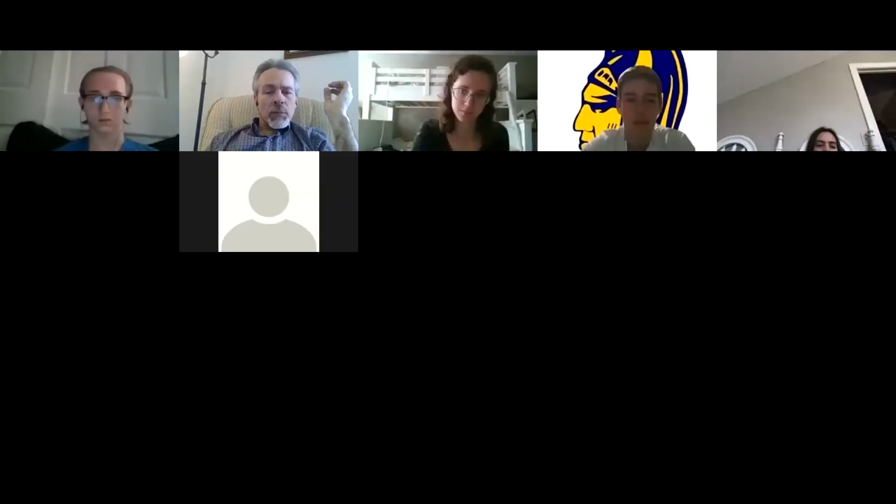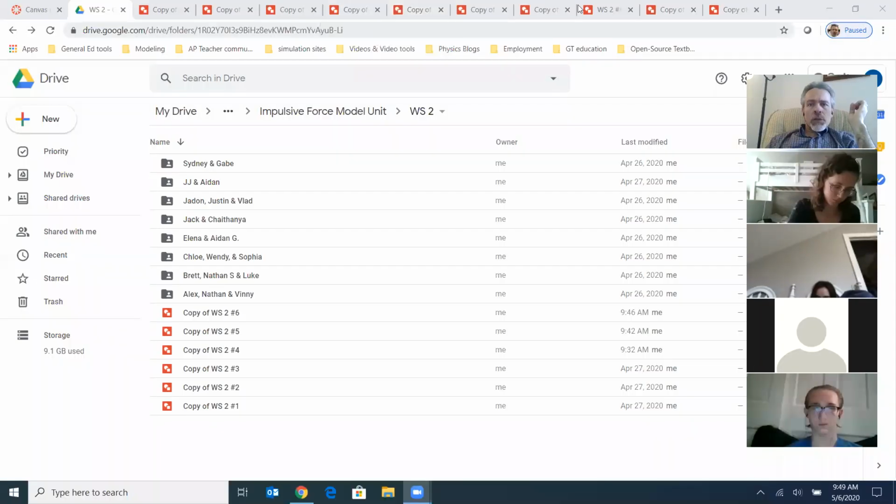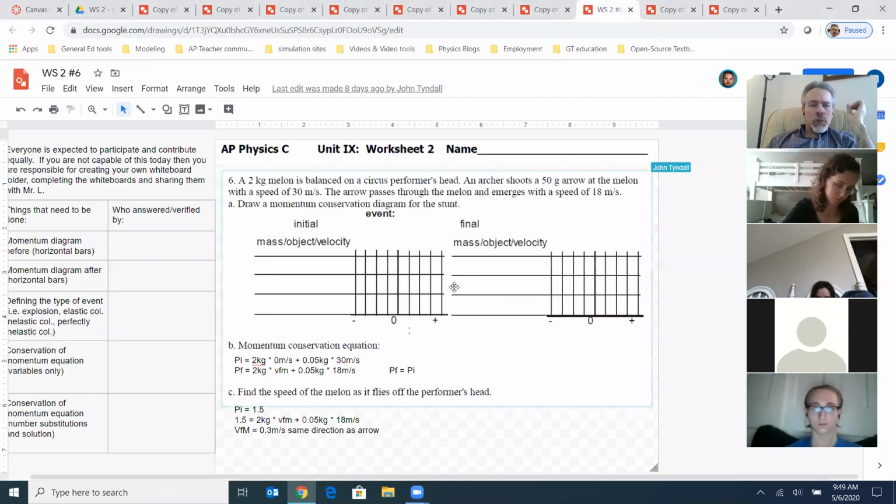Okay, so again, I'm going to just pick one at random here. So let's see, pick one down here. Okay, so they wrote their conservation of momentum equation. PF has to be equal to PI. And so they plugged in all their numbers for the initial momentum.